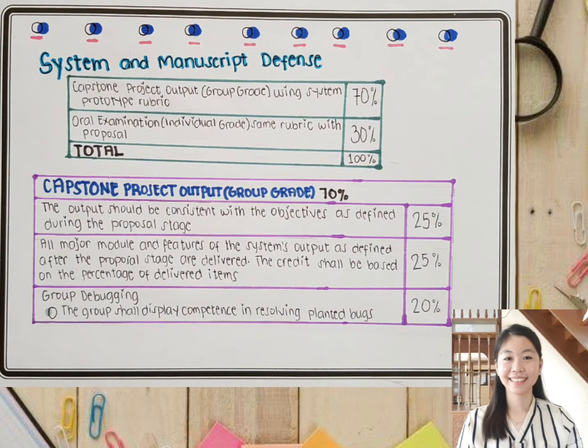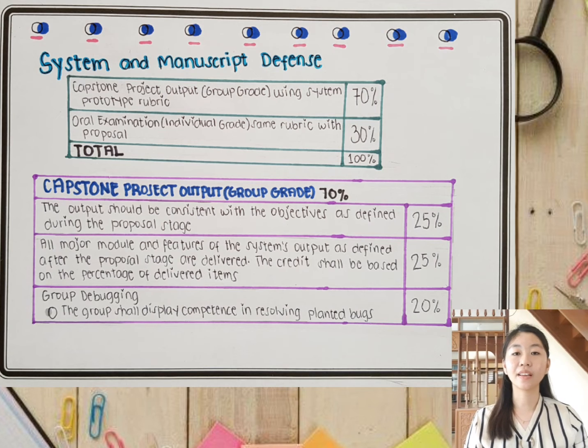System and manuscript defense. Capstone project output group grade using system prototype rubric for 70%, oral examination individual grade, same rubric with proposal, 30%, for a total of 100%.